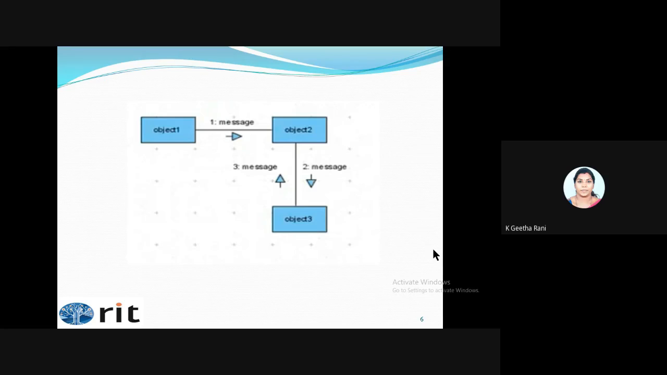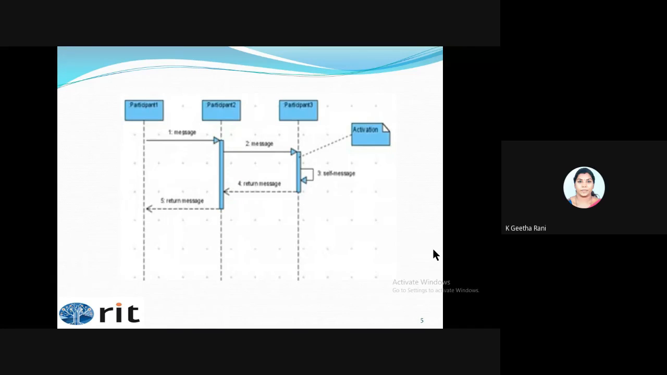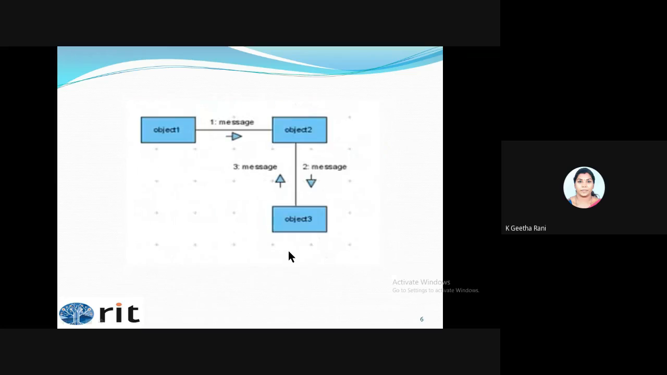The main difference between the sequence and the collaboration is that in a collaboration we specify the sequence number, but in a sequence diagram we don't need to. It's not very important to specify the sequence number in the sequence diagram, like 1 dot message. We can just give it as the message itself, with no need of using the sequence number. This is the main difference between the sequence and the collaboration diagram.